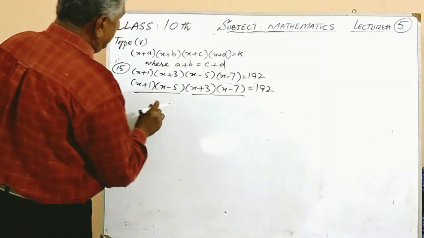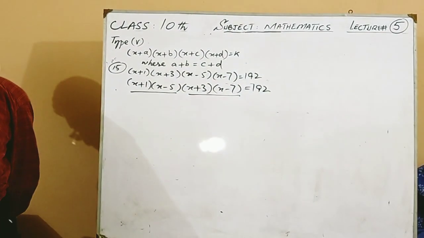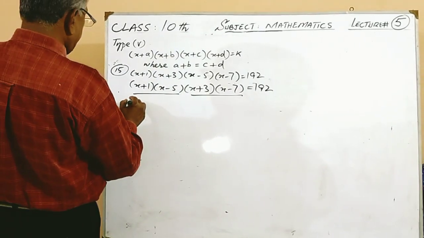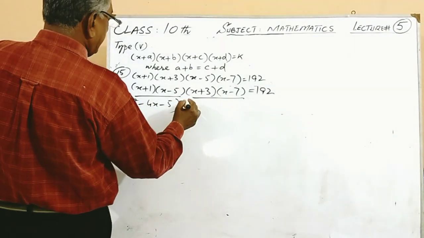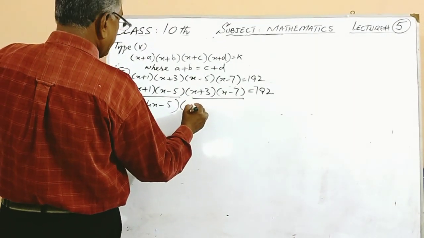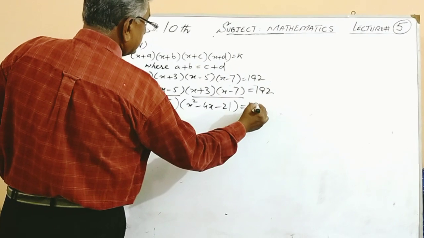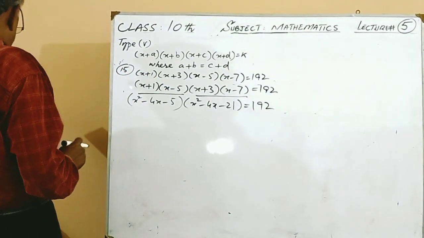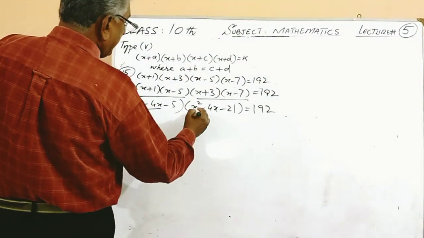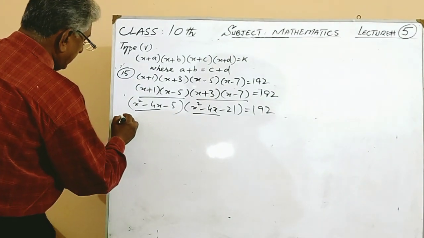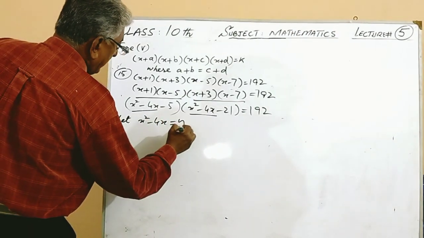You will multiply these two brackets, and after multiplying these two brackets, you will get x square minus 4x minus 5, and in this case you will get x square minus 4x minus 21, and this is equal to 192. Now you will see that x square minus 4x, x square minus 4x, so you should suppose here let x square minus 4x is equal to y.